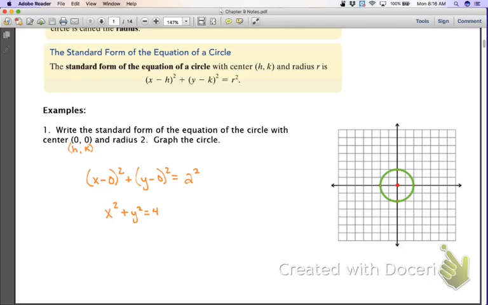I hope your circle can be as perfect as mine. Good luck. If it looks more like a football, it'll be okay. As long as you have the center and the radius and everything else in the standard form right, you're going to be okay. I'm not going to grade you so much on your drawing, as long as you have the radius right and you have the center right.